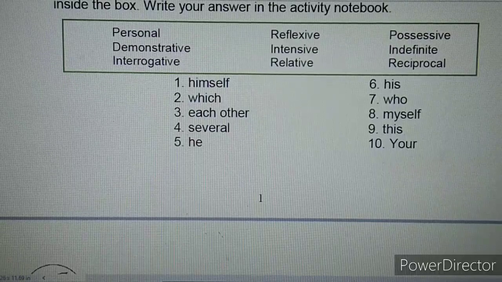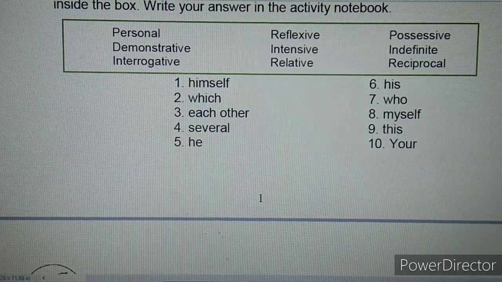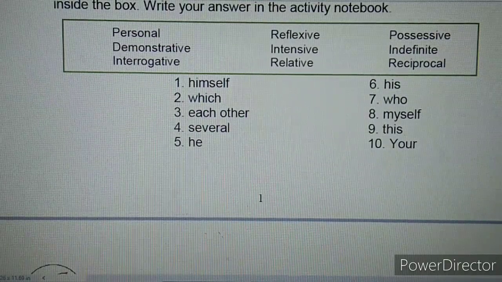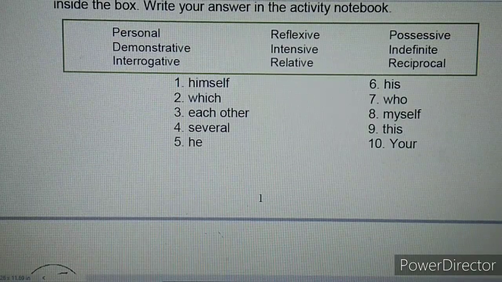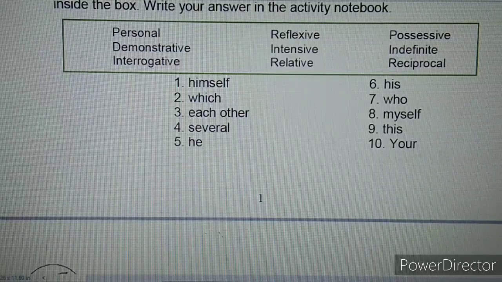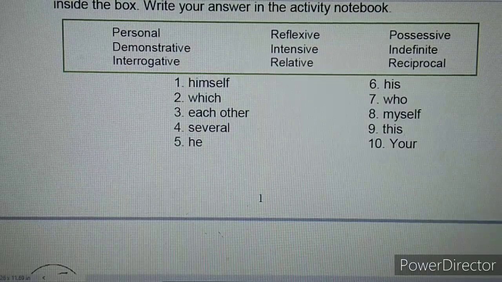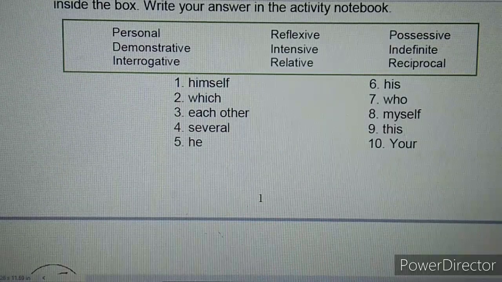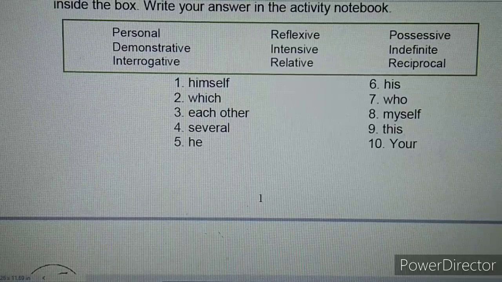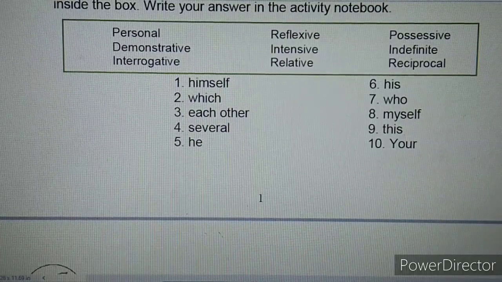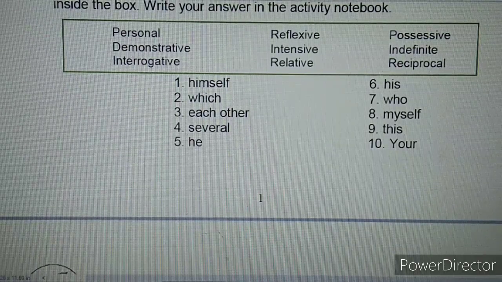For number 1, what kind of pronoun is the word himself? The correct answer is reflexive. It could also be intensive. Now let's move on to number 2. What kind of pronoun is the word which? The correct answers for number 2 are interrogative and relative. You can only choose one.